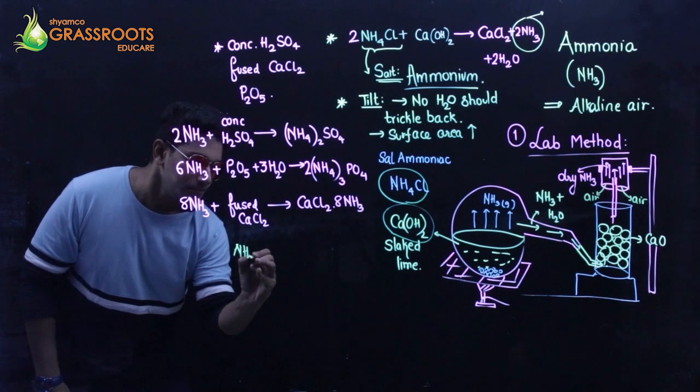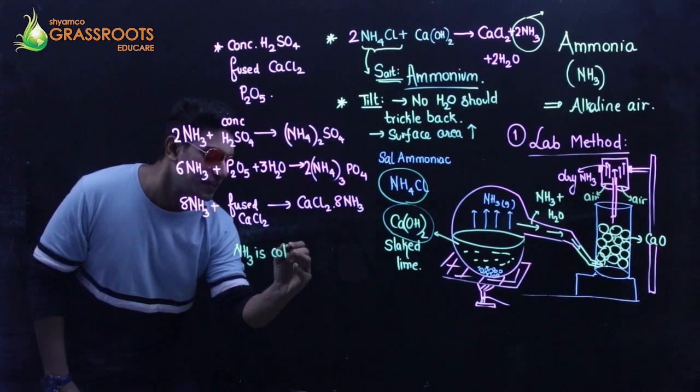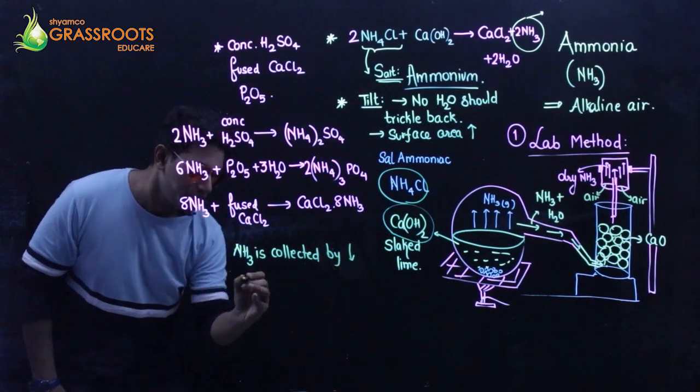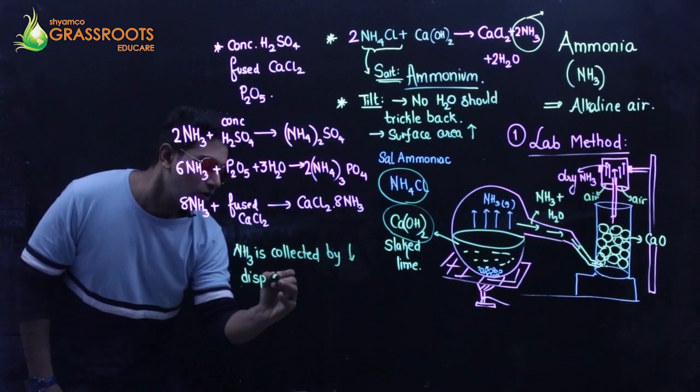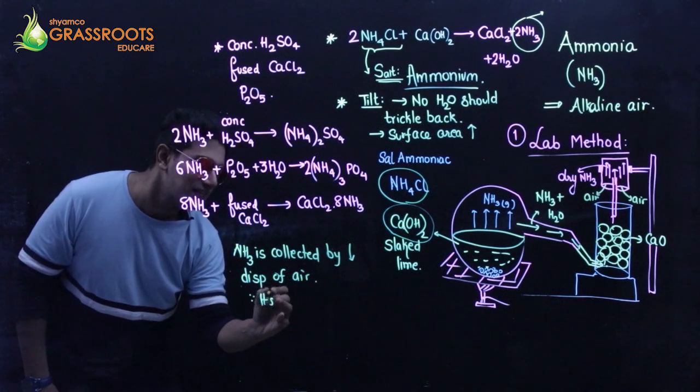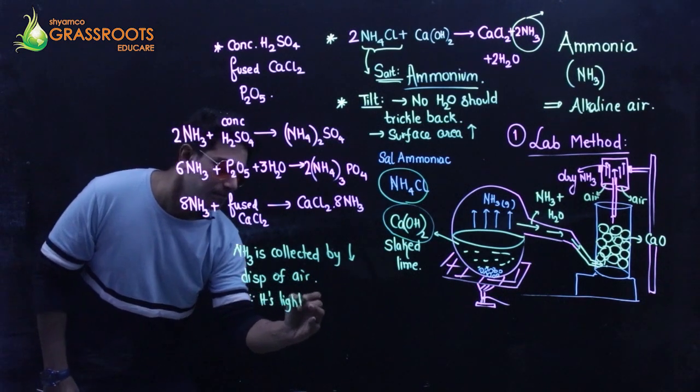Ammonia is collected by downward displacement of air because it is lighter than air.